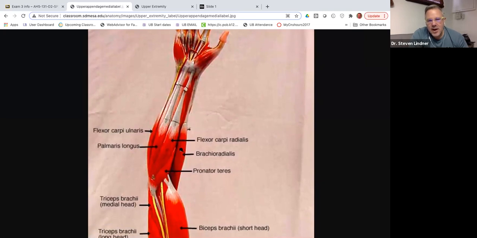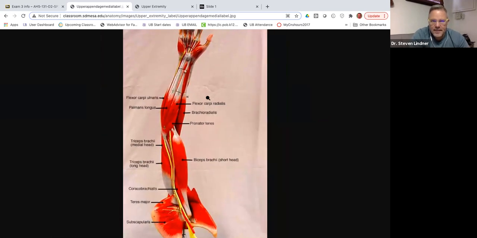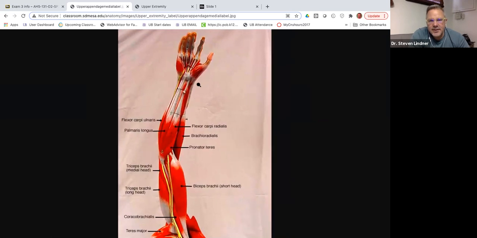Okay, this muscle here on the lateral side is the Brachioradialis. It's the only muscle in the body that originates at the distal end of one bone and goes to the distal end of another bone. So the brachioradialis originates at the distal end of the humerus on the lateral side, at the lateral epicondyle, and inserts on the radial styloid. It's the only muscle in the body that does that. Okay. What else do we have here in the thumb?